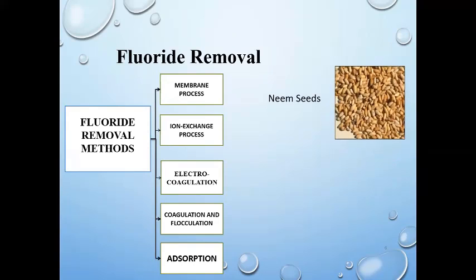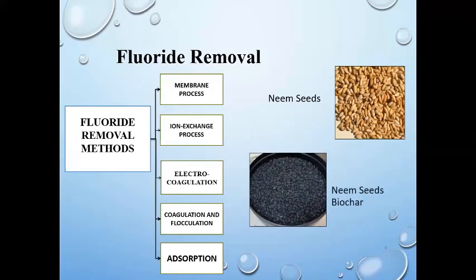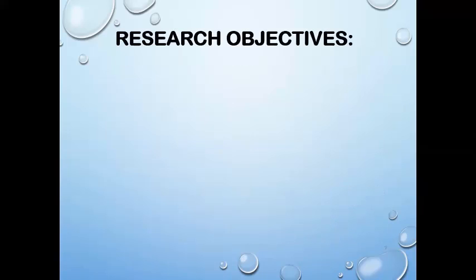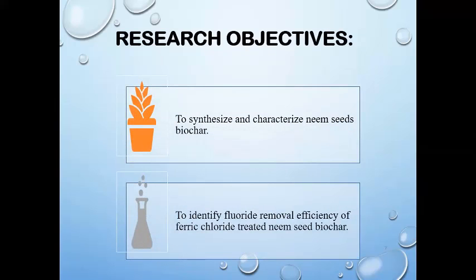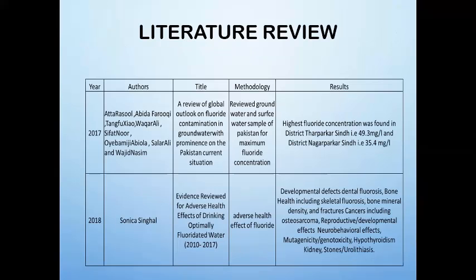So I have used neem seed for the adsorption purpose, and I've converted it into neem seed biochar that looks like this. Research objectives: my first objective was to synthesize and characterize neem seed biochar, and then to use it for adsorption and treat it with fluoride.